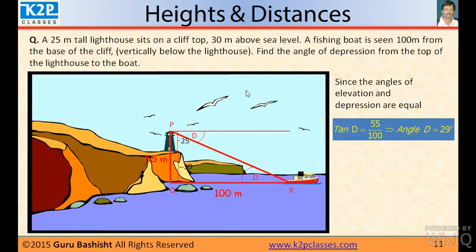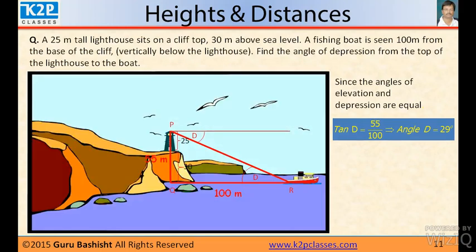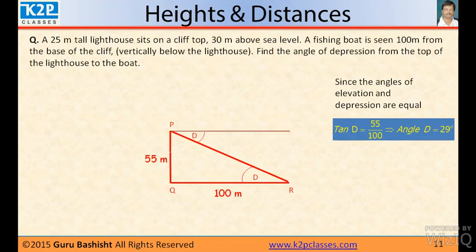Look, if this looks a little bit complicated, see how clean this triangle is: the base is 100, the height is 55, and we have to find angle D. Simple, height by base. If you remove the picture, it is a normal triangle problem, right? Let us consider the next problem.